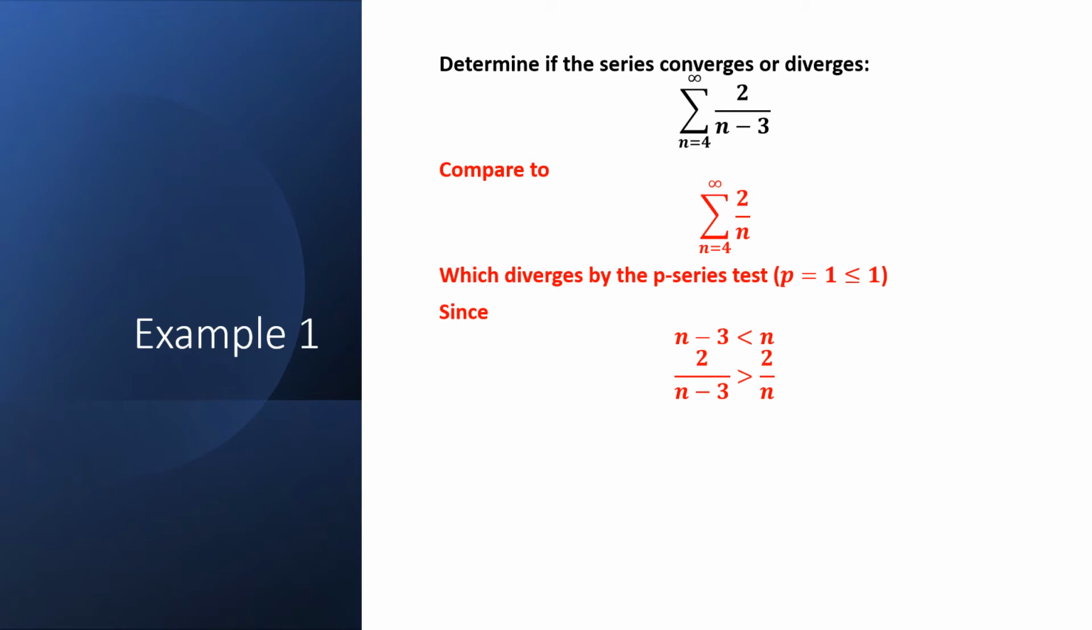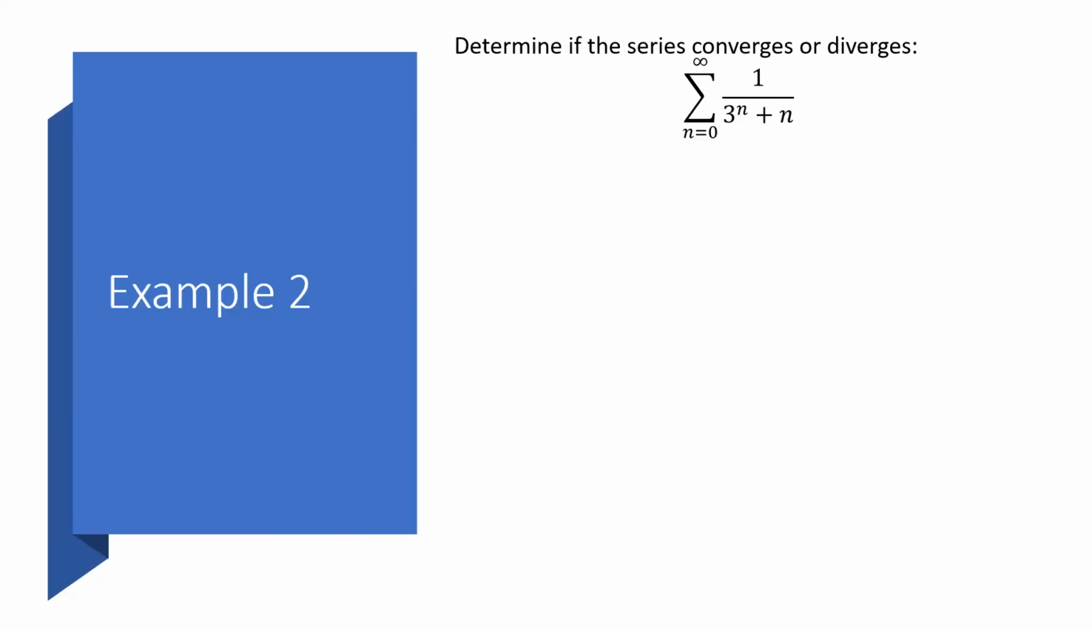Since the function I started with is greater than the function I'm comparing it to, and the function I compared it to was a divergent function, that means that my series 2 over n minus 3 is diverging as well from the comparison test. Remember, you want to be greater than a diverge. If you're greater than a divergent function, then your function also diverges by the comparison test.